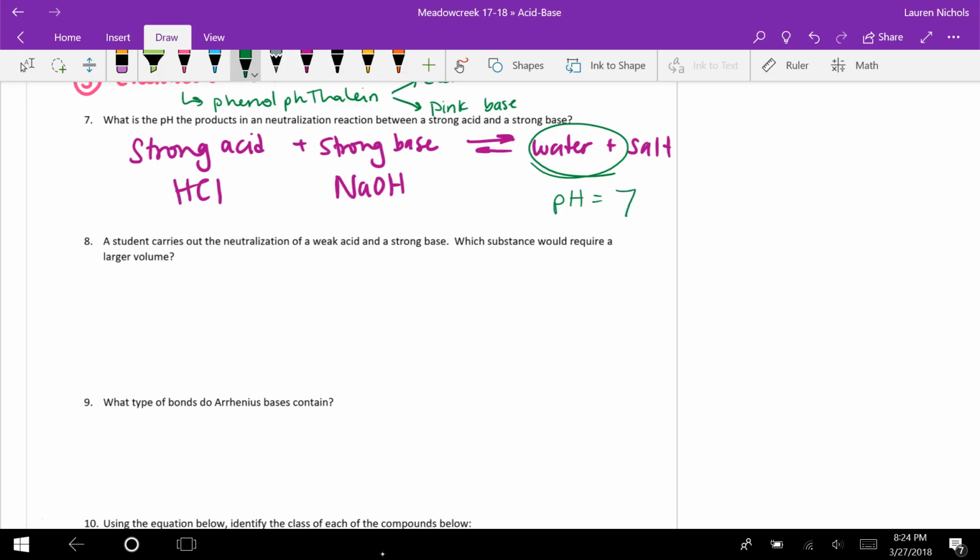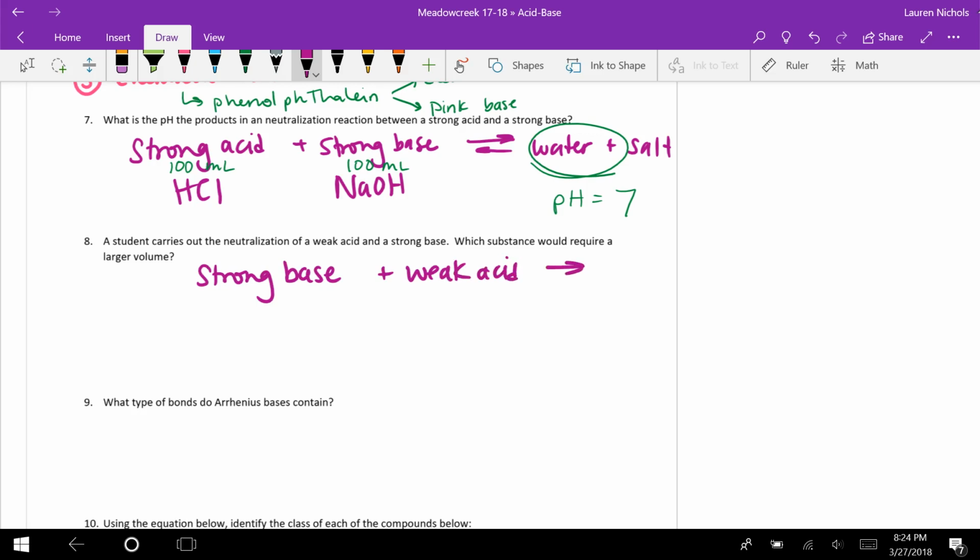But if we look at this question, and actually this is if we start off with, like, let's say I have 100 milliliters of each. Okay, if you have a strong acid and a strong base, you have to have the same volume of both in order to reach a pH of 7. But if you look at number 8, it says we have a strong base, okay, which is not a big deal, but we only have a weak acid.